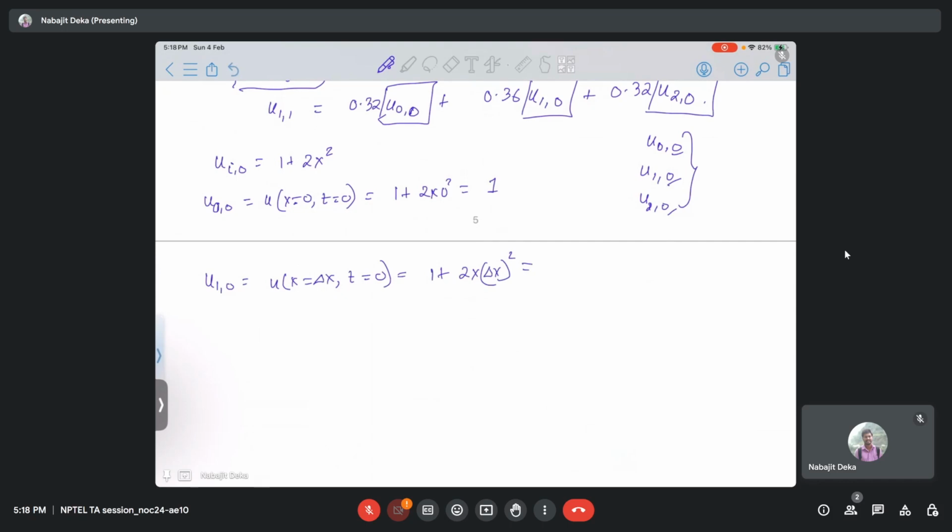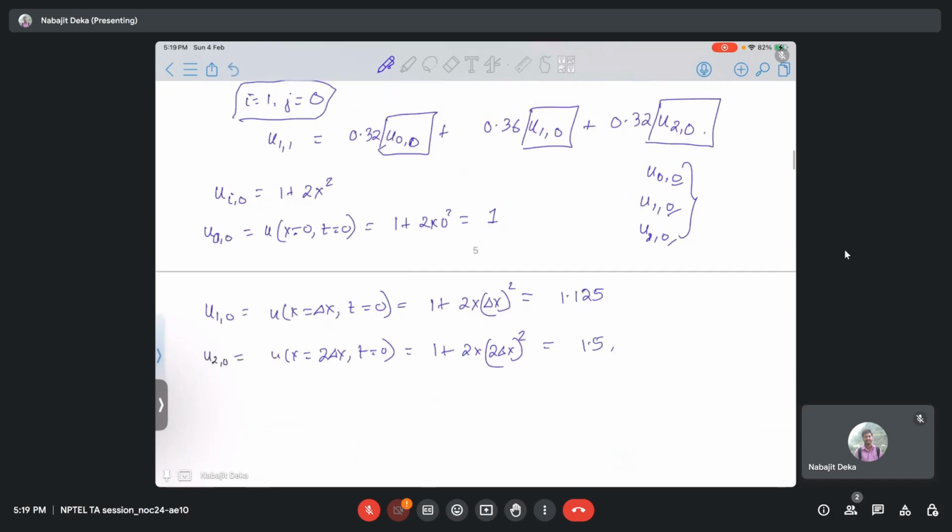So this will be 1.125. Similarly, u(2,0) will be u at x equal to 2 delta x, t equal to 0, which is 1 plus 2 into 2 delta x square. It will be 1.5.